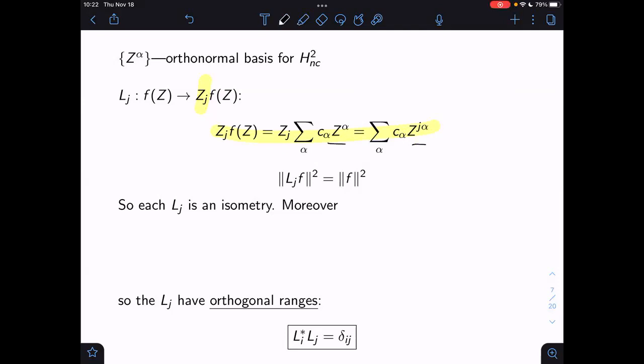So the word alpha, I append a j at the beginning of the word, and these are sometimes called left creation operators if you work in the Fock space language, which I won't bother with. But what you see from this power series is exactly what you see from the usual case of the shift in the Hardy space, is that each L_j is an isometry, simply because I have the same coefficient c_alpha. It's just that in this case, I don't have all the monomials appearing anymore. I only have the monomials that appear. So the range of L_j is just the span of those monomials that start with j.